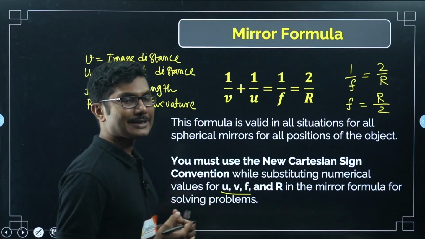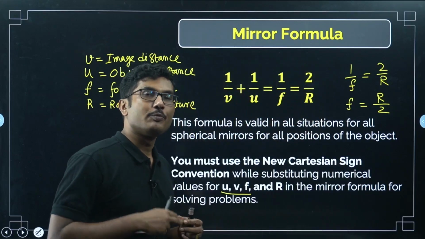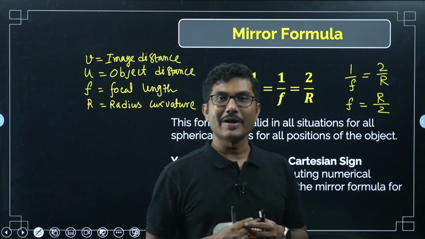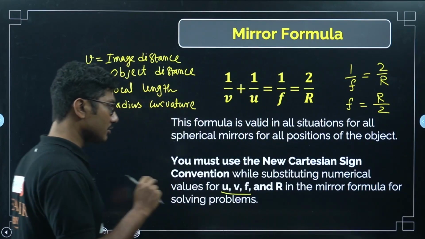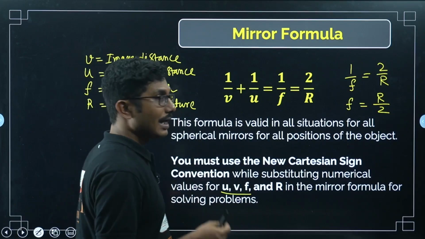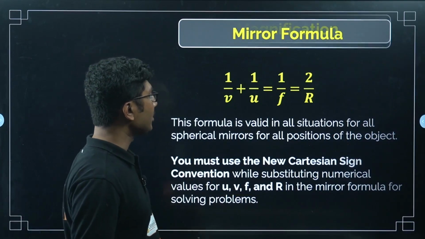In some cases two values will be given and you have to find the third one, right? So for the given two values you have to identify correctly if their sign is positive or negative. Okay, we'll solve some numericals as well. When you are solving the problem with the mirror formula, you have to use the values correctly.